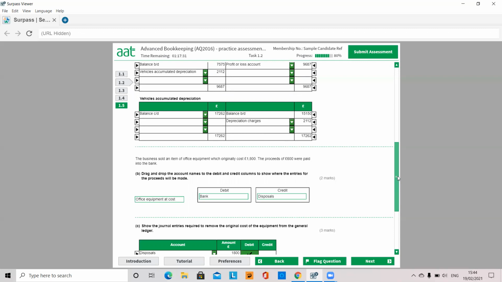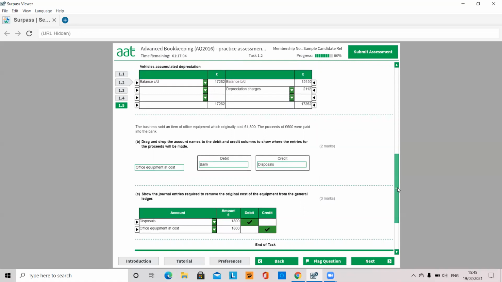We'll do this in a minute. And then we would debit the disposal account for £1,800. Okay, that's the first thing that we would do with that particular example. We've then got the proceeds of £600 that was paid into the bank. So again, so far as that particular item, we've not got depreciation for this part of it, but we would do the proceeds. So it would obviously be debit the bank, and we will credit the disposals account. So therefore, I'd credit the disposals at that point.